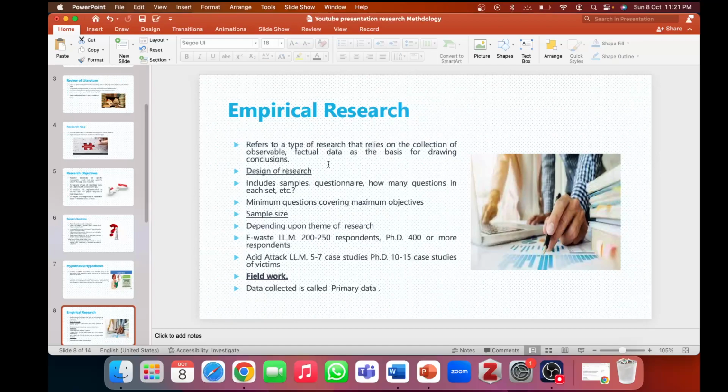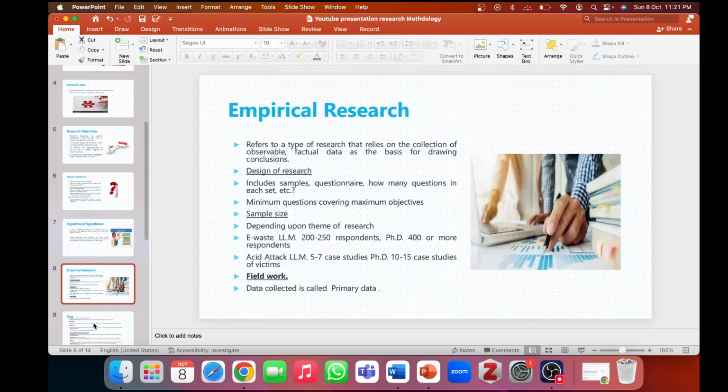Acid attack, it is not easy to find many victims of acid attack. So you could be adopting case study method here, where you interview the victim in detail. So for LLM, there could be 5 to 7 studies. For Ph.D, there could be 10 to 15 case studies of the victims of acid attack. That field work involves collection of data. So when the researcher himself is doing, we call it as primary data.